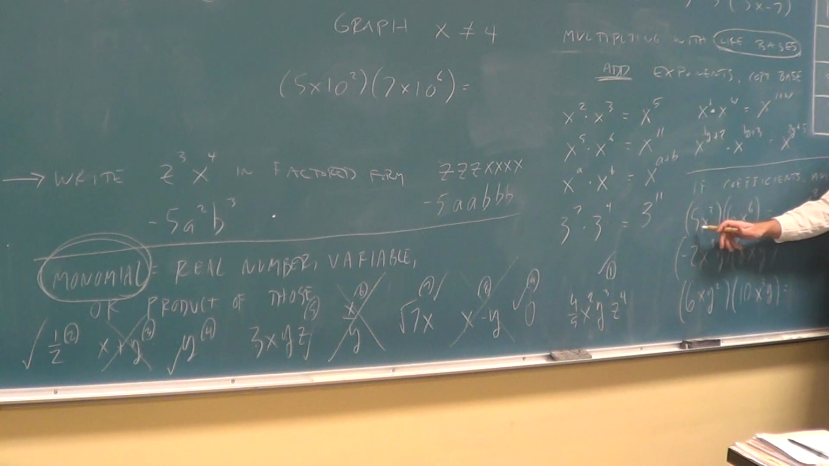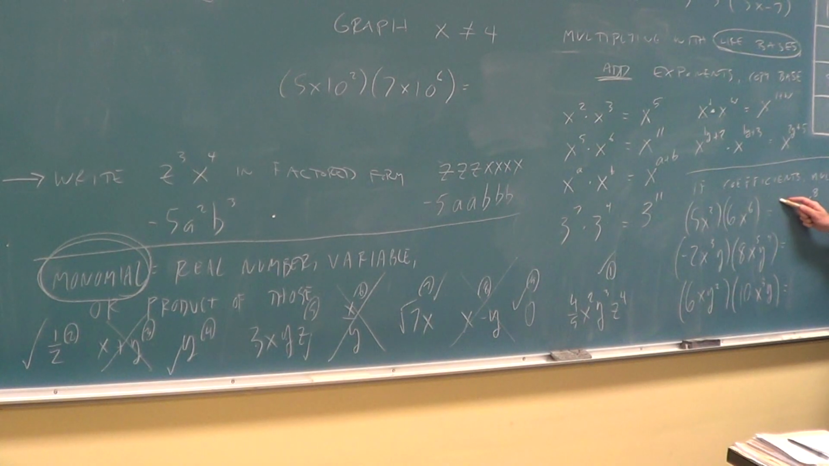If I drop in some coefficients, you're just going to multiply the coefficients. So this 5 is just like a regular old 5. There's no powers on it. This 6 is a regular old 6. There's no powers on it. 5 times 6, since you've been in elementary school, 3rd grade maybe, has always been 30. That hasn't changed. So when you have these coefficients sprinkled in, add the exponents on the like bases, but just multiply the coefficients.